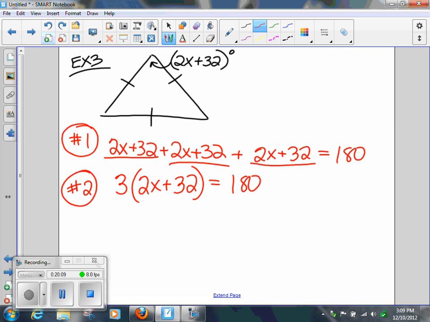There's another way to do this problem. First of all, what kind of triangle is that? Hold up. What kind of triangle is this? It's an equilateral, equiangular triangle, right? There's one more way. Yep, this isn't about sides. This is about angles.